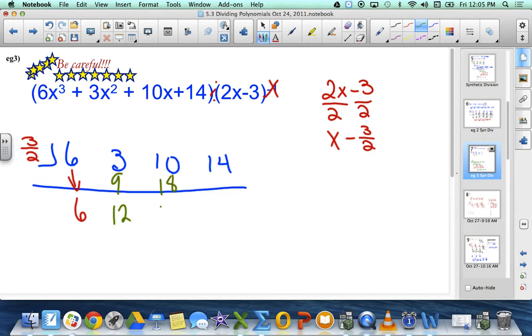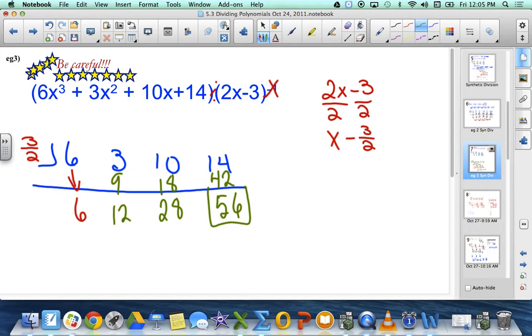18. And you get 28. 3 halves times 28 is 42. And you get 56. So it's 9. Is 2x minus 3 a factor? No, because the remainder is 56.